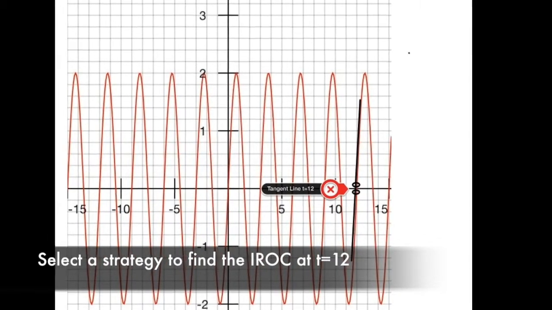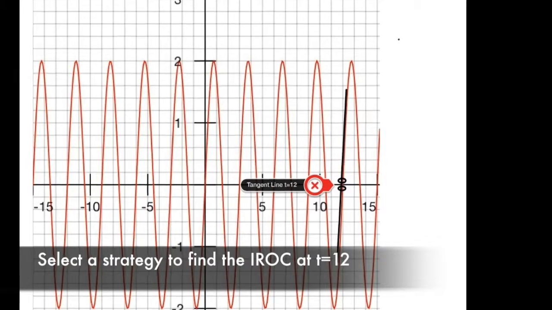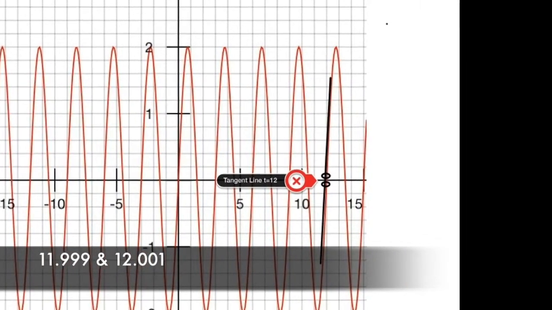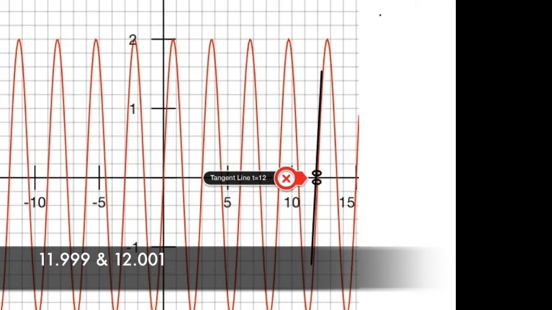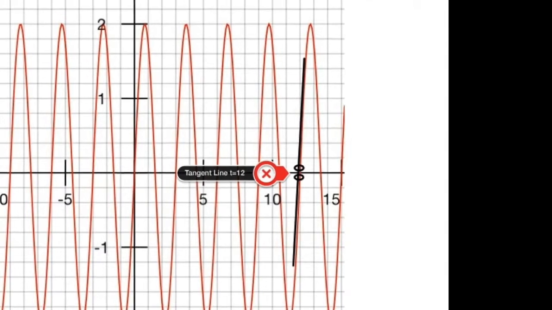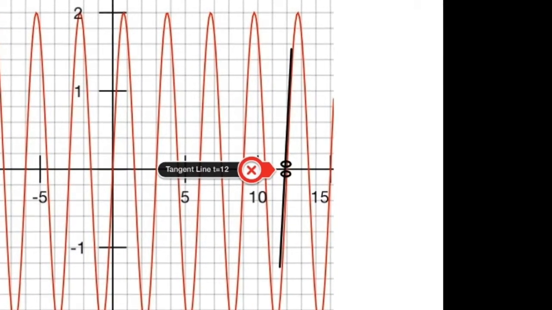We're going to start off by choosing 2 points before and after 12. Those will be those 2 circles on the tangent labeled on the graph. Those 2 values are 11.999 and 12.001, both 1/1000ths of a second before and after 12. This will provide us the most accurate IROC.